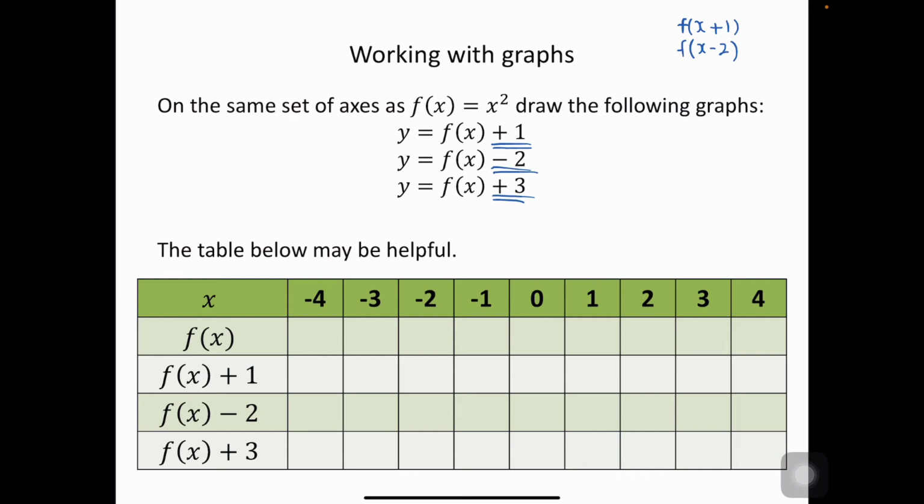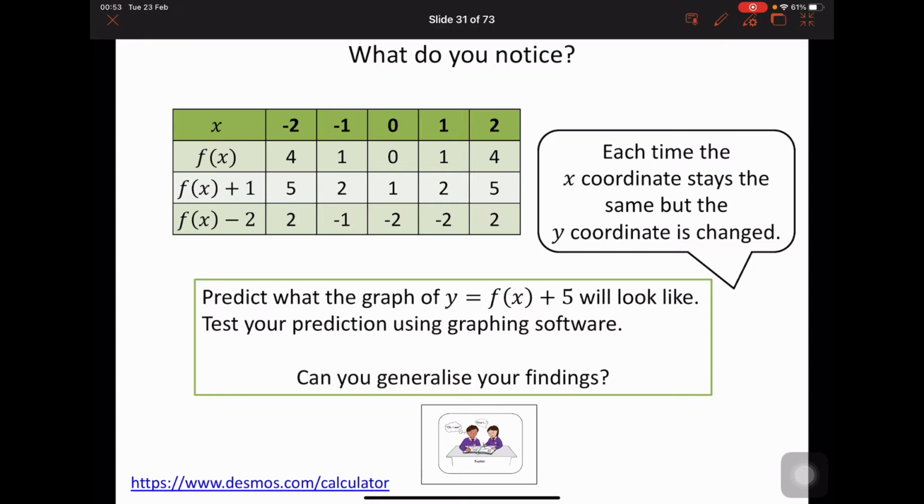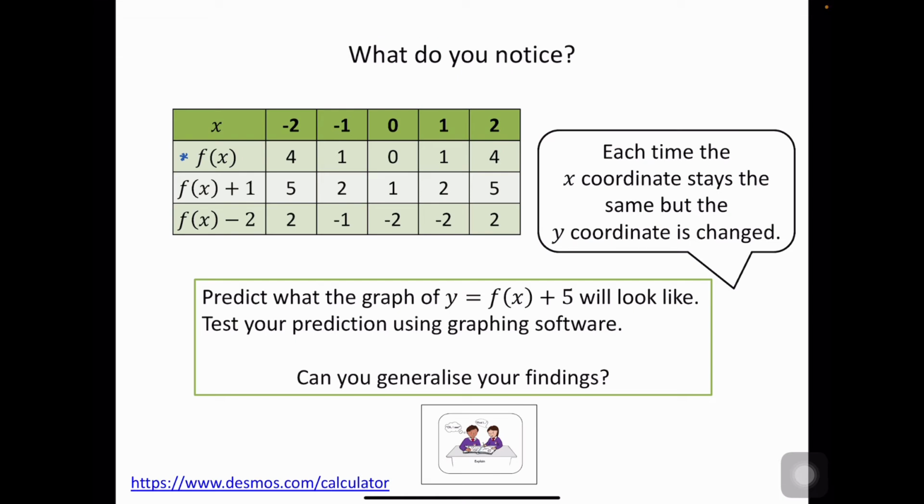So we're going to use this table. Here we can see the table being filled out. For our different x values, if you square them, you get the corresponding f of x values. Adding 1 to each, so 4 plus 1 gives you 5, 1 plus 1, 0 plus 1, 1 plus 1, and 4 plus 1.